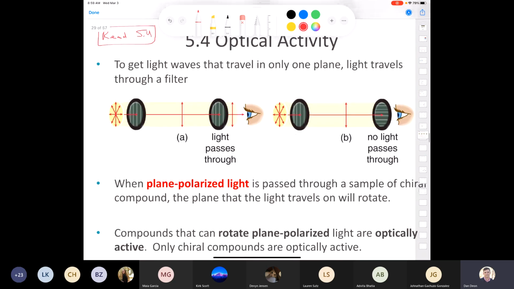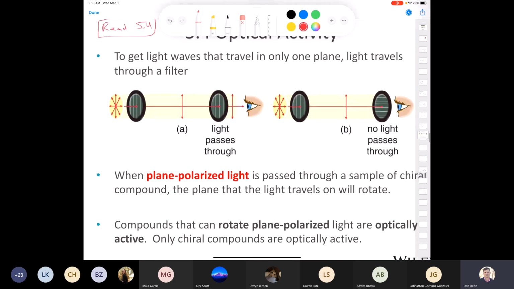what we do is we take light, right, which is electromagnetic radiation, which travels in all planes, okay? So if you have just regular light, it travels in all planes perpendicular to the direction of travel. However, when you pass it through, this is called a polarizing filter, it only allows one of the directions of the light to come through that filter. So you filter out the other ones that are not aligned with the polarizing filter, okay?